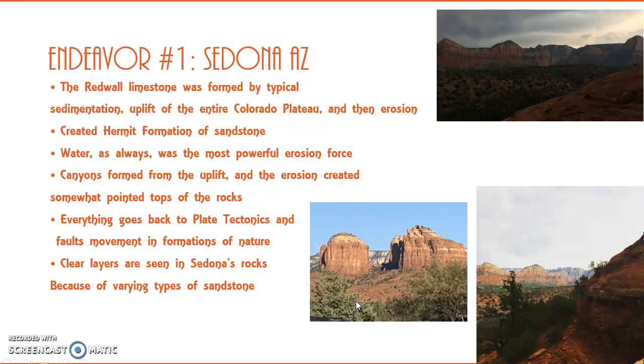And everything goes back to plate tectonics as always. So when the faults moved, it formed nature in different ways. And then in Sedona's rocks, you can also see very clear layers between different kinds of sediment and different kinds of sandstone.